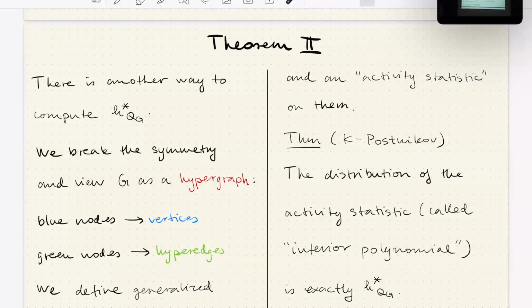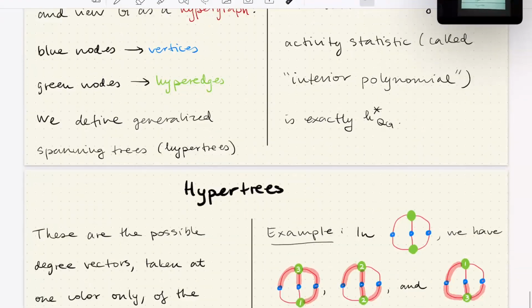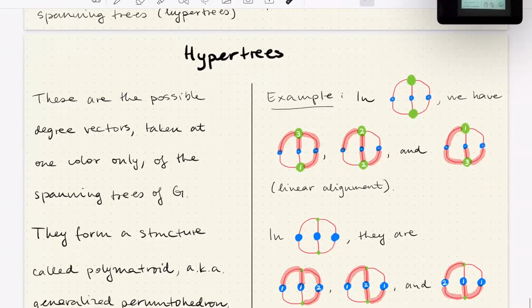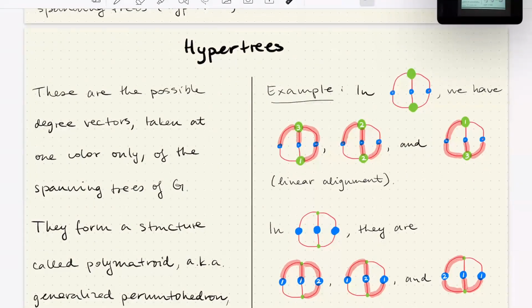Maybe I will say a word about what it means. And then on the hypertrees, you define a certain activity statistic. Okay, getting hairy here. And then the next theorem, joint with Alex Postnikov, states that the distribution of this activity statistic that I dubbed the interior polynomial is exactly that H star thing. All right, why would you go through the pain of this? Well, before I give you the final answer to that, let me just say one word about these hypertrees. I really would like to do this in case anybody sees a pattern like this. Hypertrees are actually really cool.